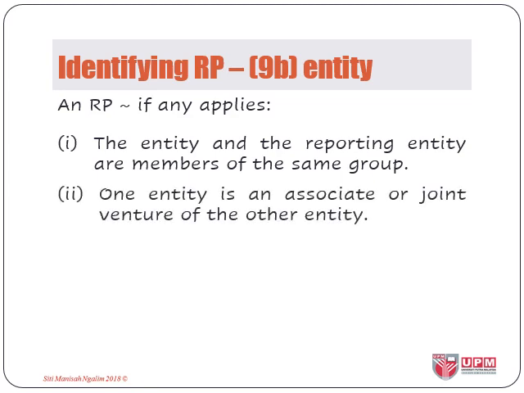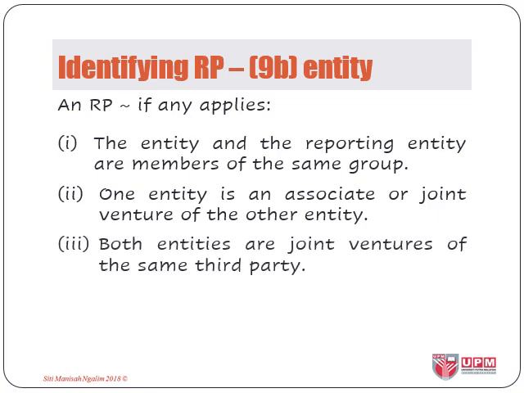Second, one entity is an associate or joint venture of the other entity, or an associate or joint venture of a member of a group of which the other entity is a member. So if my entity is an associate or a joint venture to your entity, our entities are related parties to each other. Third, both entities are joint ventures of the same third party. Thus, the two entities are related parties to each other. In other words, joint venturers of the same joint venture are related parties to each other.